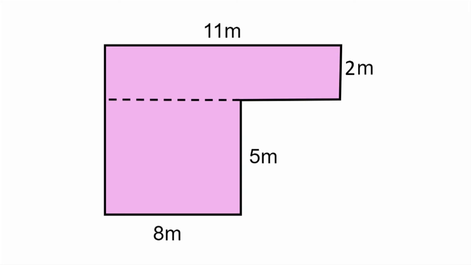So I've got a rectangle at the top, which is 2 times 11, which is 22 meters squared, and a rectangle at the bottom, which is 5 by 8, which is 40 meters squared, which I can then add together to get a total area of 62 square meters.